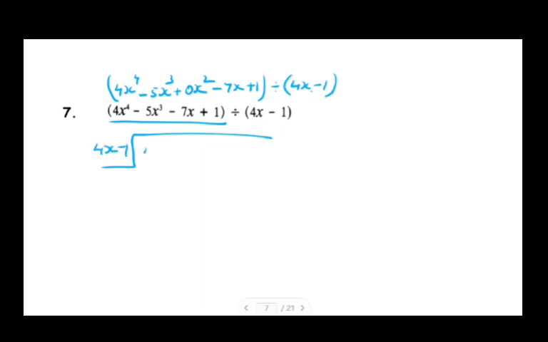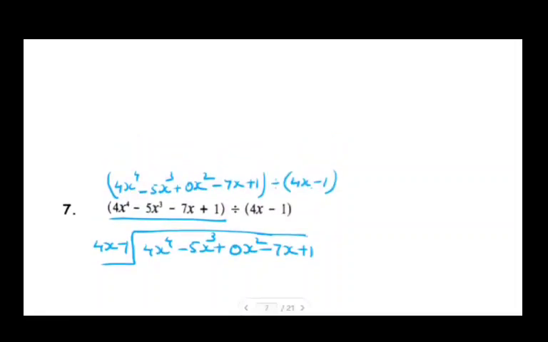4x minus 1, 4x raised to 4 minus 5x raised to 3 plus 0x square minus 7x plus 1. To get rid of the first monomial, 4x minus 1 into x cube gives me 4x raised to 4 minus x cube. Right? So this goes as my quotient, which is x cube.